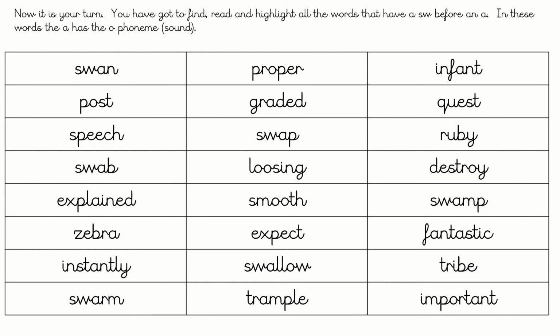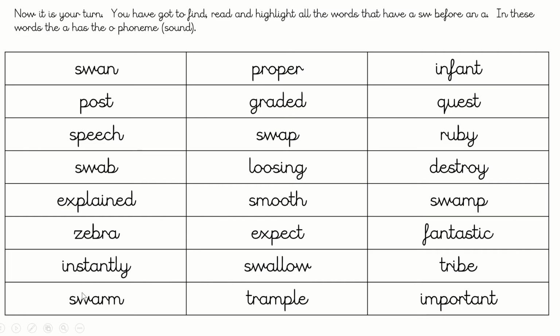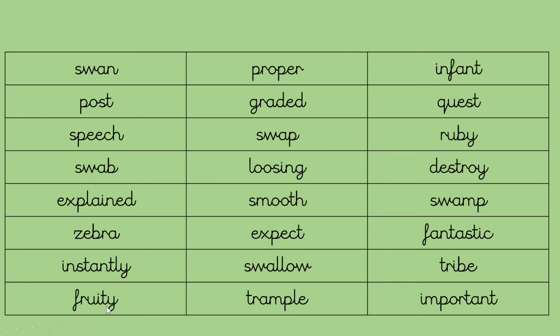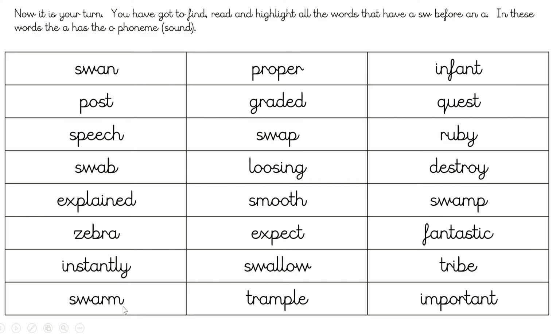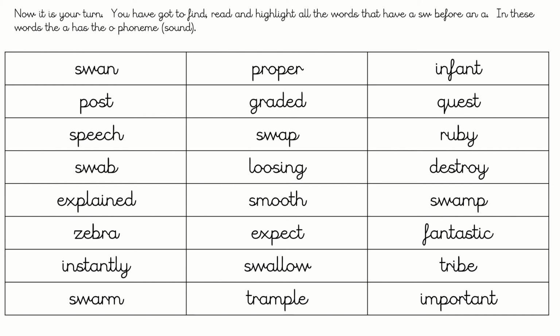Right then, guys, we're going to move on. So did you manage to find them? There were only 5 of them this time. You might have noticed at the bottom on this last one it said swarm, and then this one it's got the word fruity. It's changed, hasn't it? So swarm, it has got an S, a W and an A, but does the A make an O sound in swarm?